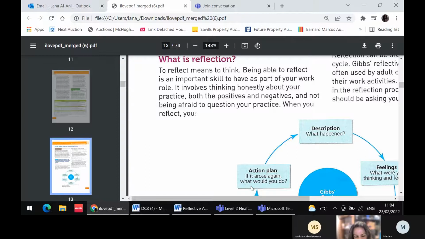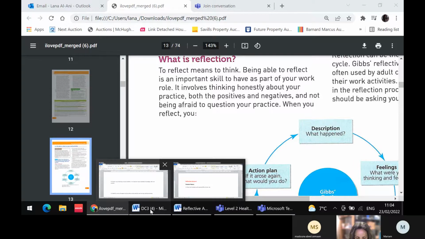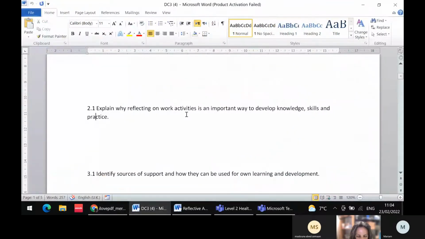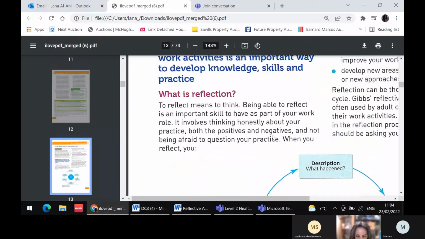And you're not afraid of questioning your own work. So when it says explain why reflecting on your own activities can develop skills and knowledge.